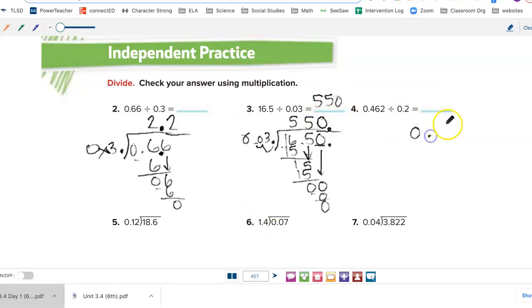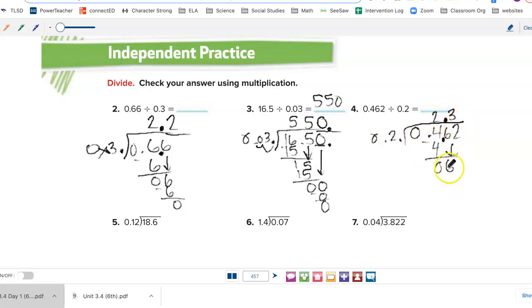Okay, 462 thousandths divided by 2/10. I need to move the decimal over once, so I'll move the decimal over once here. I'll raise it to the roof. 2 cannot go into 0, but 2 can go into 4 twice. 2 times 2 is 4. Subtract, I get 0. I'll bring down the 6, and 2 can go into 6 3 times.